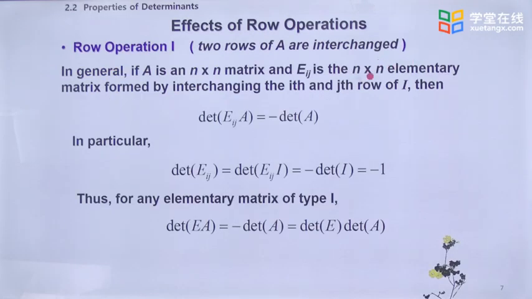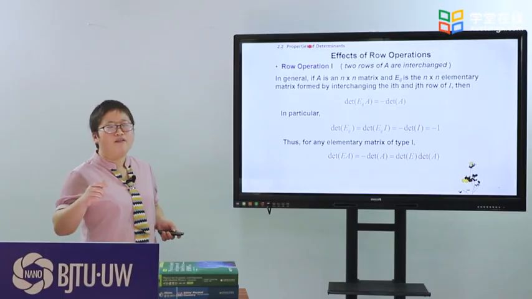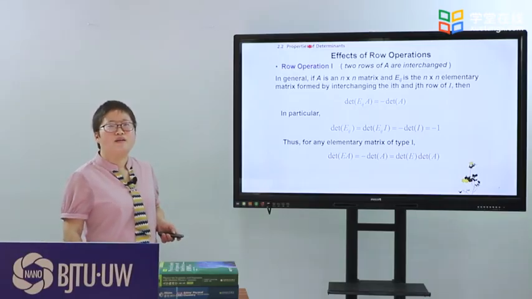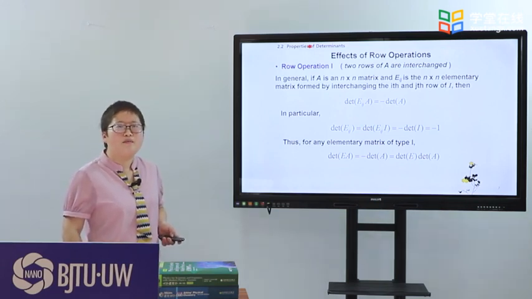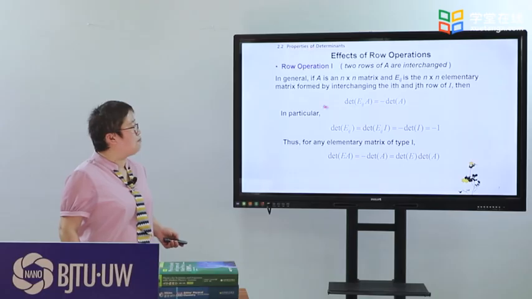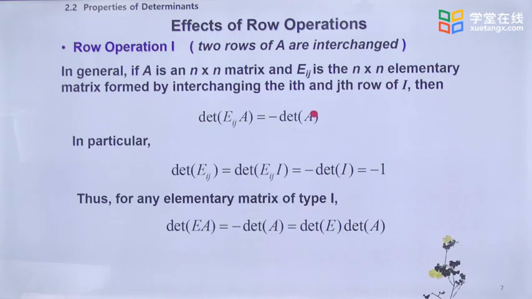So in general, now we consider an n by n matrix A, and we let Eij be the n by n elementary matrix formed by interchanging the ith row and the jth row of the identity matrix. This means we do the row operation to interchange the ith row and the jth row of A. Its determinant just equals minus the determinant of A.